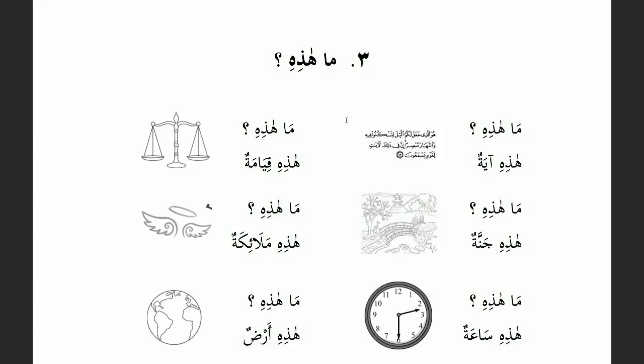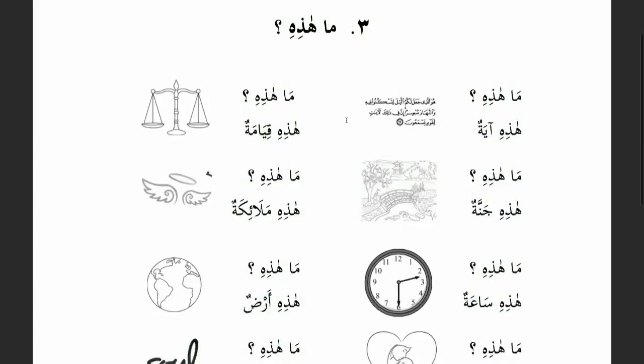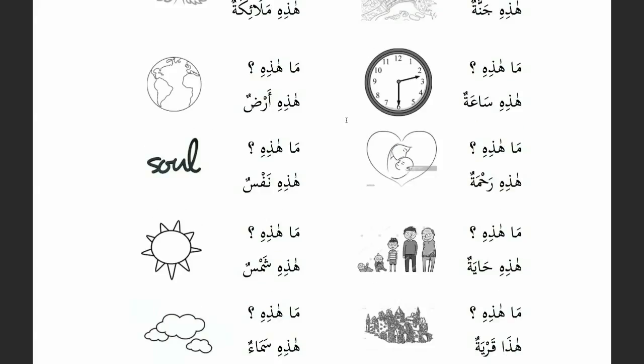Ma hadihi? Bismillah, all together. Ma hadihi? Hadihi ayatun. What's the ayah? A verse or a sign. Next one. Ma hadihi? Hadihi jannatun. What's a jannah? Garden. Next one. Ma hadihi? Hadihi sa'atun. Sa'a? Hour.